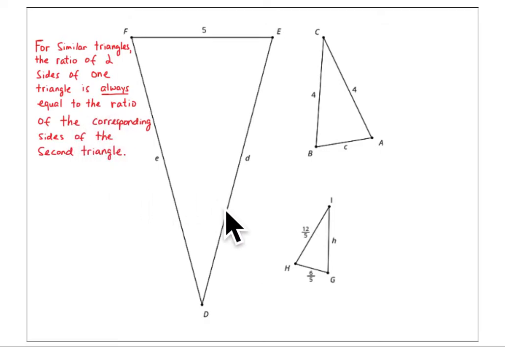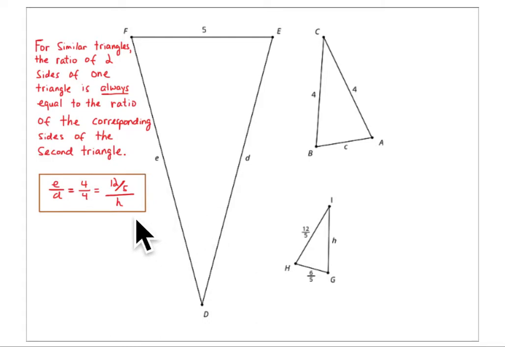So for example, the ratio of E to D is the same as the ratio of 4 to 4, those are the corresponding sides. It's the same as the ratio of 12/5 to H, those are the corresponding sides. Now this one, the ratio that gives you the answer is 4 to 4, that's equal to 1. So that means that E and D have to both be equal to each other, and H has to equal 12/5. That's how you can find the length of H.